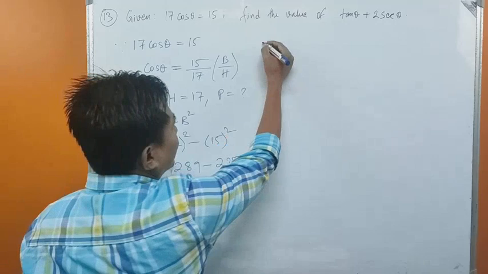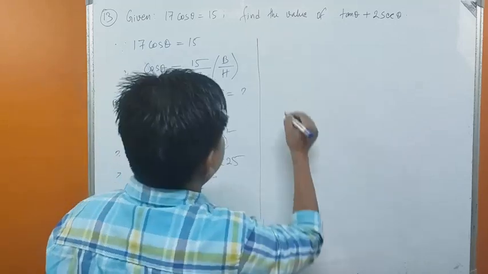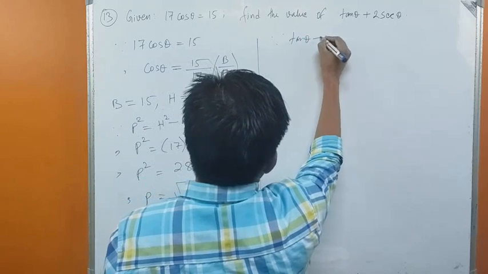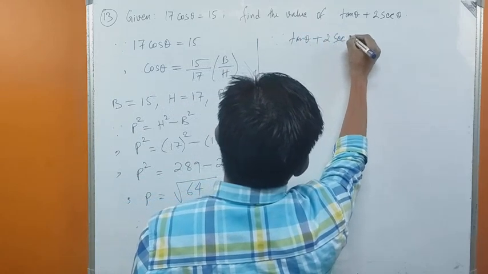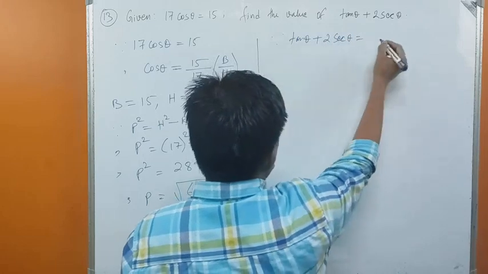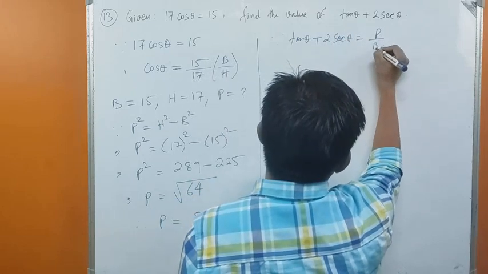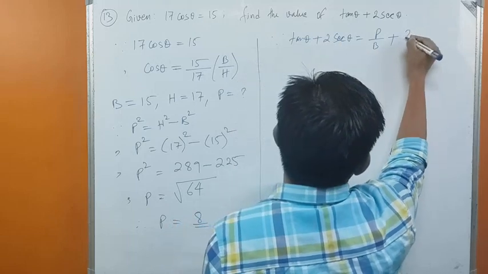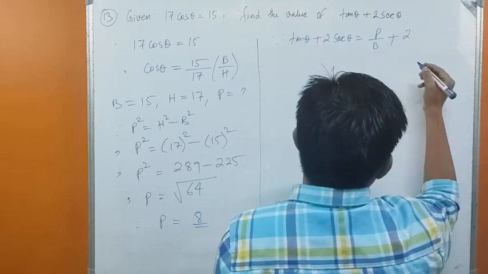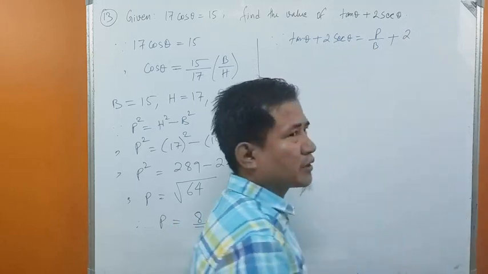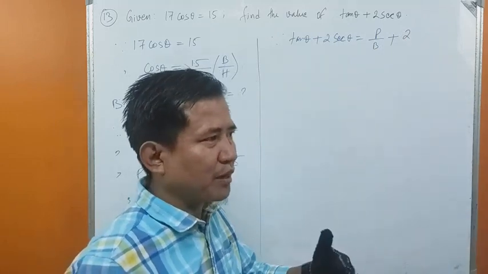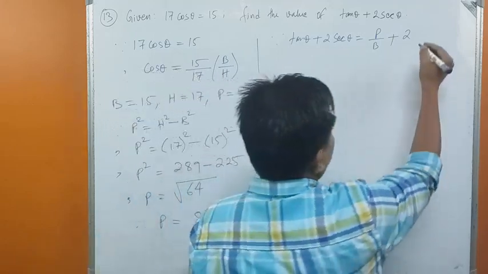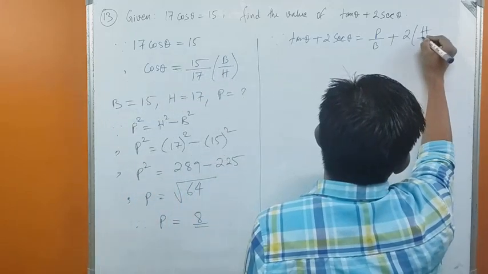Now let us find the value of tan theta plus 2 sec theta, okay. Since tan theta plus 2 sec theta equals, tan theta means perpendicular upon base, okay, plus, this plus we write here, 2 we write here, sec theta means hypotenuse upon base, just the opposite of cos theta. Cos theta is base upon hypotenuse, isn't it? Sec theta is just the opposite of cos theta, hypotenuse upon base.